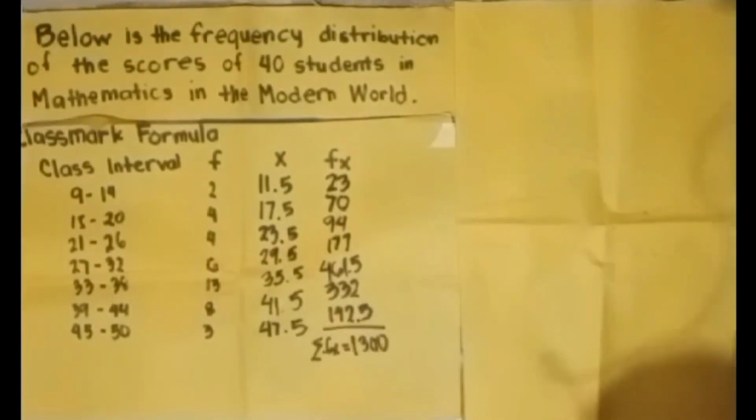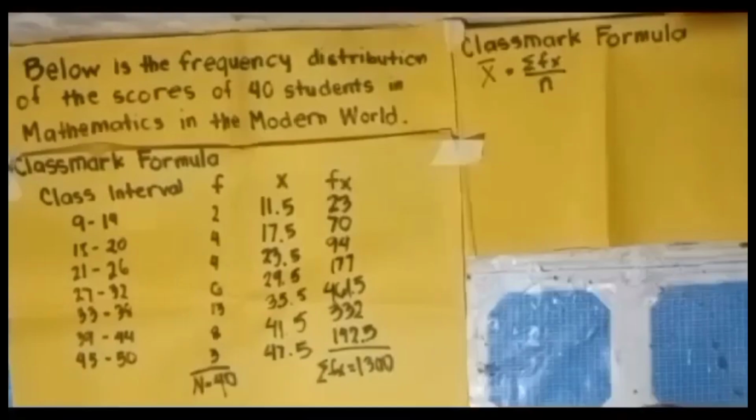And now, the summation of fx is equal to 1,300. And now, let's solve using the class mark formula, which means we need to substitute all the values that are given. To solve using the class mark formula, we need the summation of fx, which is already given, and the n also. And now we need to substitute them in the formula.